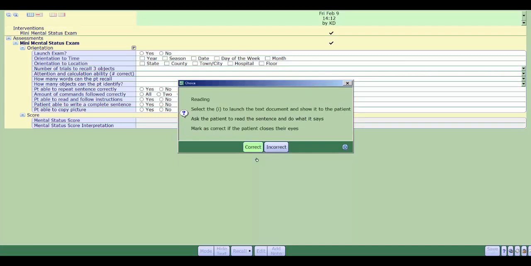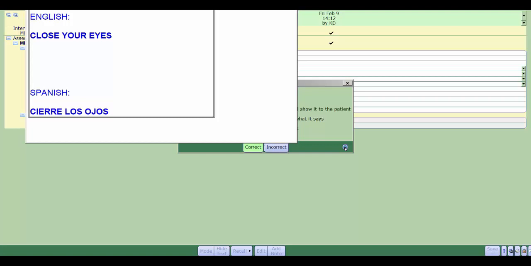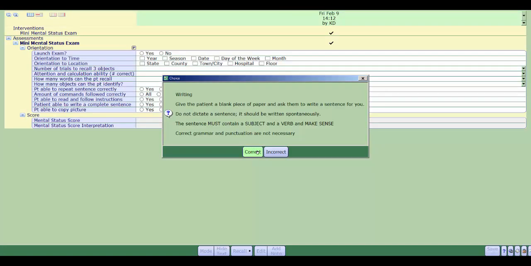The reading question asks the patient to read the text on the screen. The administrator can use the eye to launch the text we want the patient to read. If the patient gets this correct, then you can mark it as correct. The writing question asks the patient to write a complete sentence using a subject and a verb.